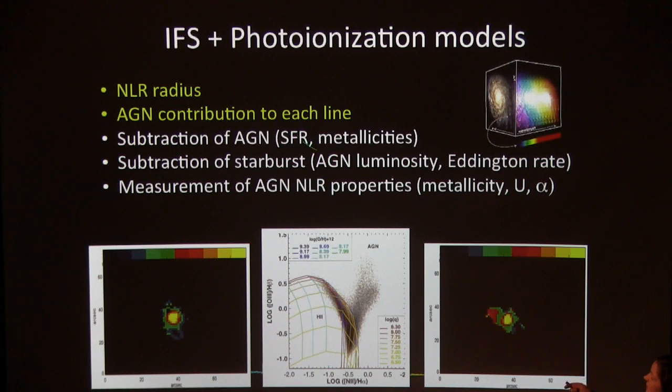And then the next step is to measure metallicities in galaxies containing an AGN without contamination from the AGN. We can subtract the starburst from around the AGN region, and then we can measure an AGN luminosity and Eddington rate without contamination from the star formation, and we can measure the AGN narrow-line region properties once the star formation's been removed. So we're in the process of doing these next steps right now.